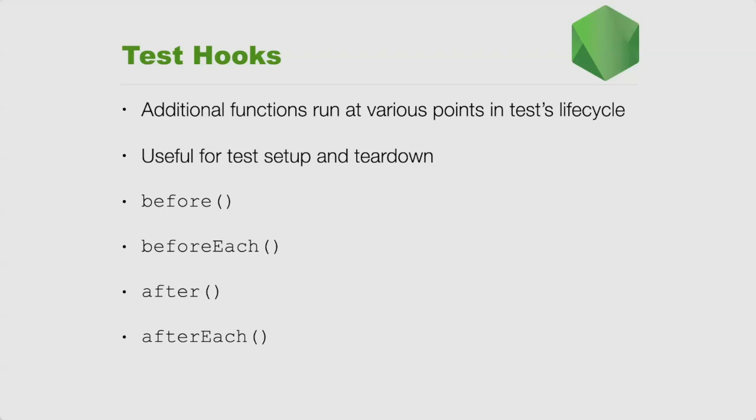The difference with the each variants is, say you're writing a suite: before will run before you execute any of the tests in the suite. Before each will execute before every test in the suite. Similarly, after each will execute after each test in the suite, and after will execute after the suite is done executing itself.